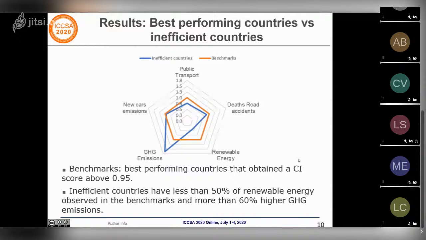The average values for each indicator for both groups were calculated and plotted in this graphic. This way we can see that the inefficient countries have less than 50% of the renewable energy observed in the benchmarks and more than 60% higher GHG emissions.